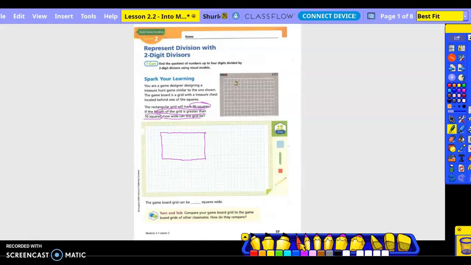Okay, so technically we should have how many boxes there? 96, right? So the game board grid can be how many squares wide? So 8, right?